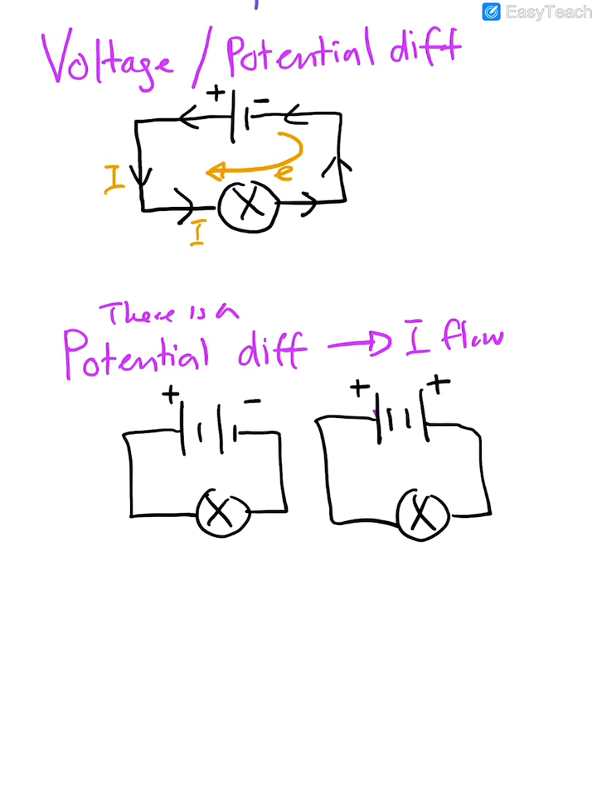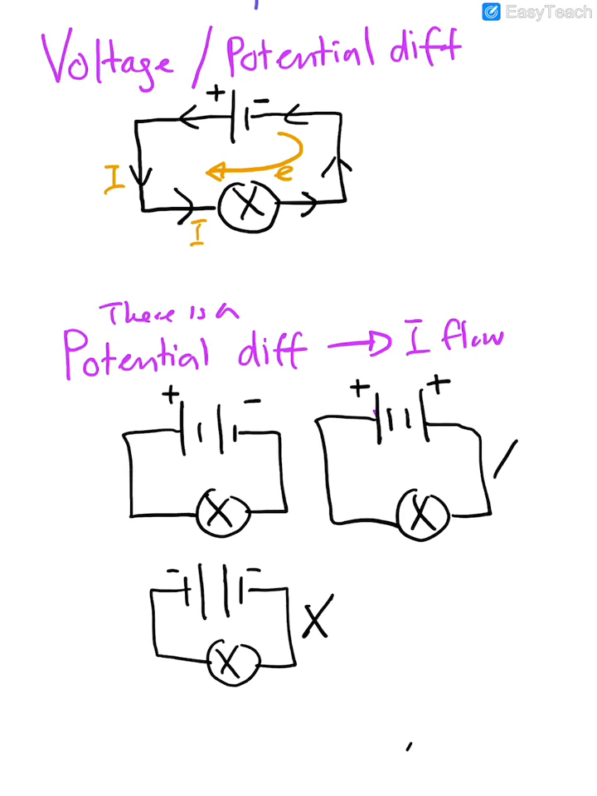Likewise, if I make another mistake and put my batteries this way, there is no potential difference. Why? Because on the left side and the right side, you see this low potential, again there is no potential difference. So in either of these cases, current cannot flow, because there is no potential difference, right?